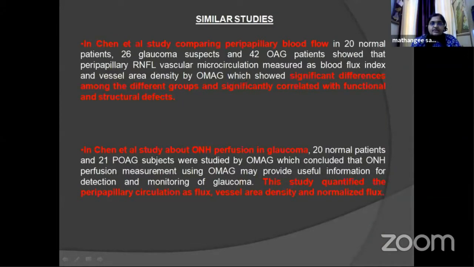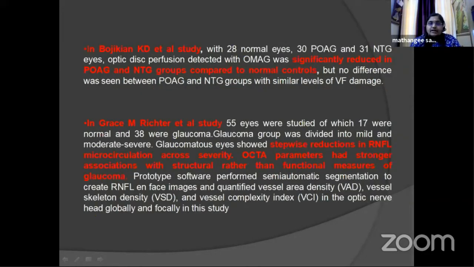Similar studies were done by Chen et al., a study comparing peripapillary blood flow, which showed significant differences among the different groups and significantly correlated with structural and functional defects. In Chen et al.'s study about ONH perfusion in glaucoma, it quantified the peripapillary circulation as flux, vessel area density, and normalized flux. In Bojikian et al.'s study, there was a significant reduction in primary open angle and normal tension glaucoma compared to the normal controls. In Grace and Richter's study, there was a stepwise reduction in RNFL microcirculation across severity. OCTA parameters had stronger association with structural rather than functional measures of glaucoma.